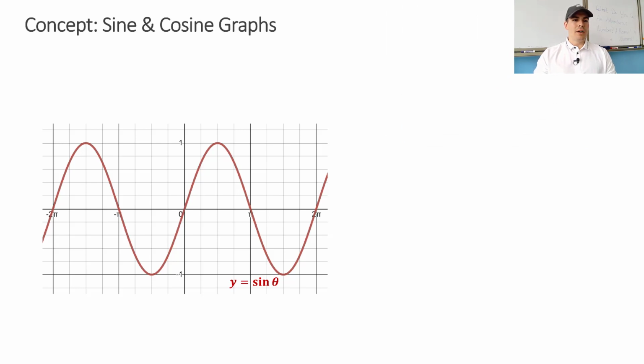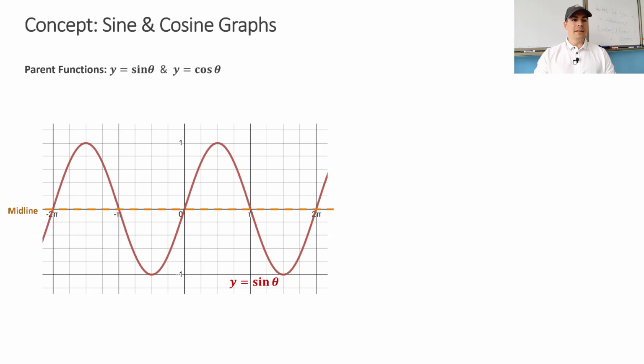Here I have a graph of sine, okay? If we're looking at sine and cosine graphs, those are actually our parent functions: y equals sine theta and y equals cosine theta. Those are the simplest sine and cosine functions as far as graphing goes. So we have a few parts of the graph that I want you to know and understand.